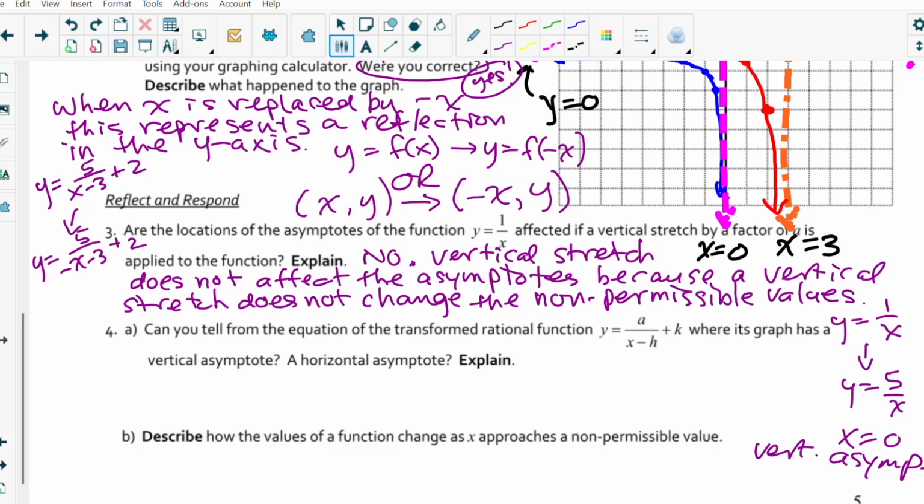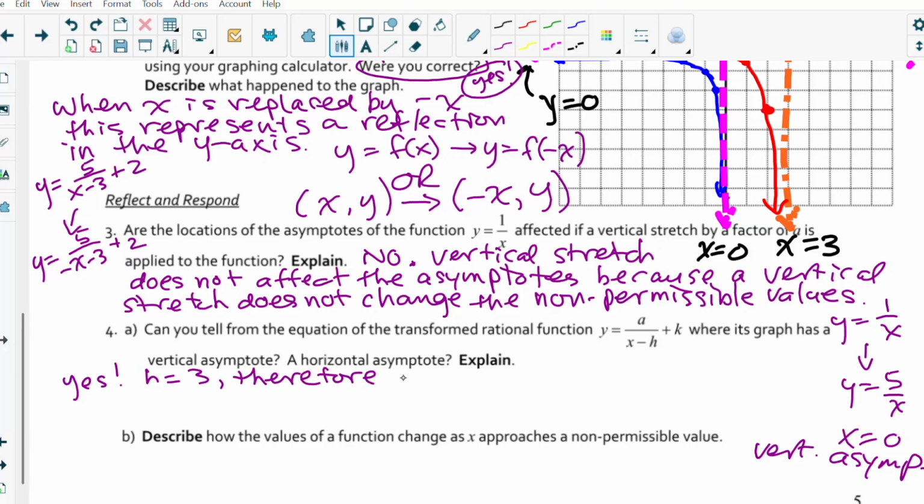Likewise with a horizontal asymptote, if you want to change the horizontal asymptote, you have to apply a vertical translation up or down, right? So that horizontal asymptote moves up or down with a change in the k value. Number 4, can you tell from the equation of the transformed rational function y equals a over x minus h plus k where its graph has a vertical asymptote or horizontal asymptote? Explain. Yes, I can. Yes, of course. h equals 3.